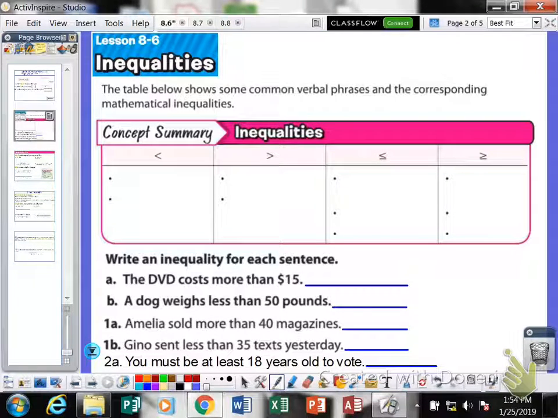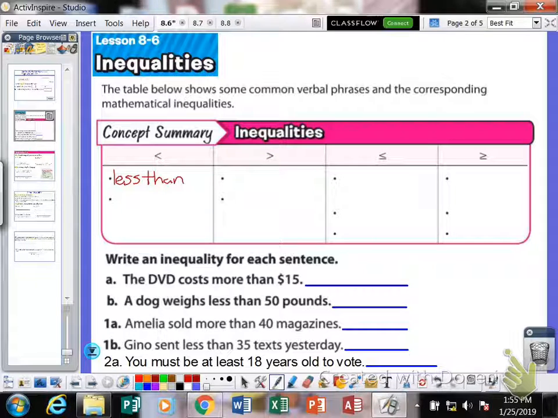All right, so today we're going to start looking at inequalities. To kind of get us started, let's look at this table and talk about some of the common words and phrases that correspond to these mathematical inequalities. We have our first one on our far left here, our less than symbol. That would be one of the terms that we can use to describe it. Another term we can use here would be fewer than.